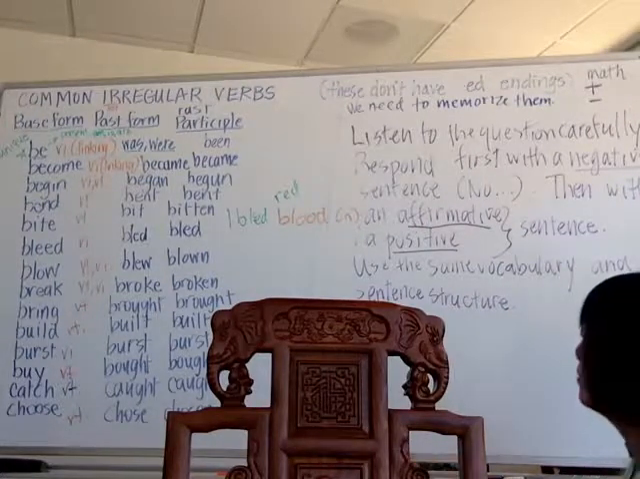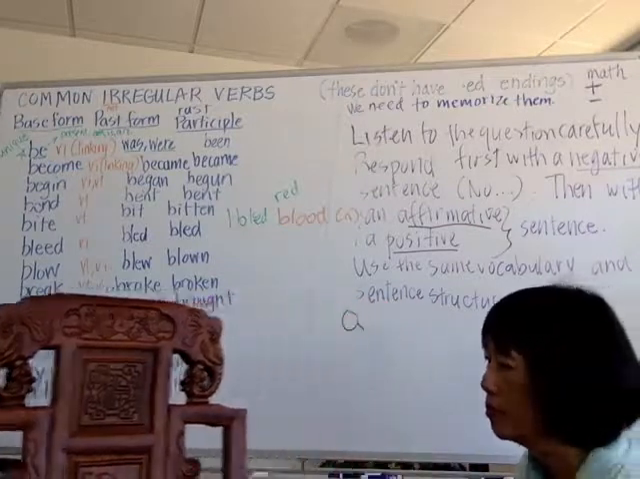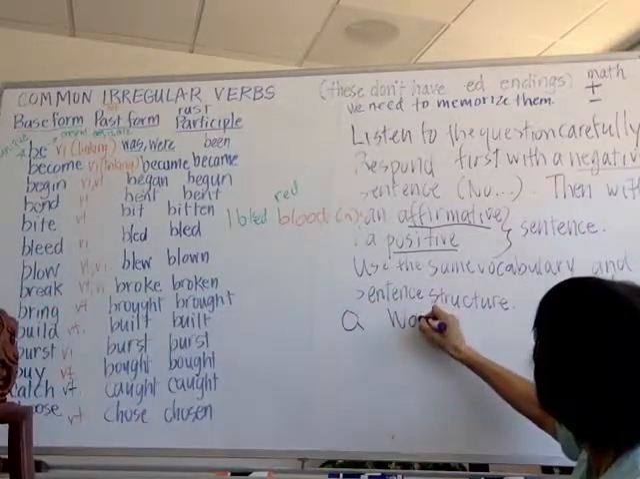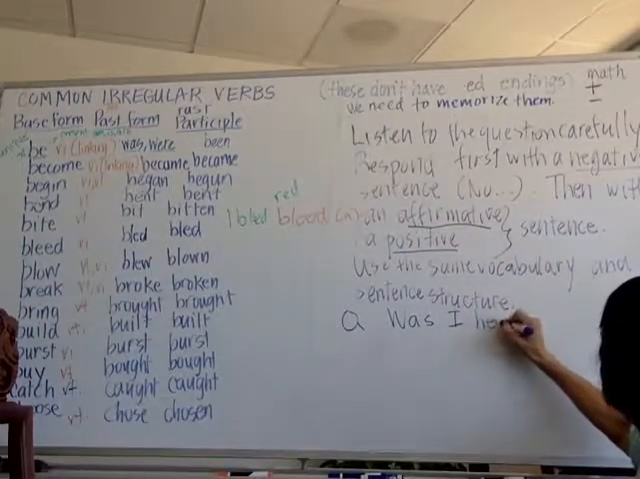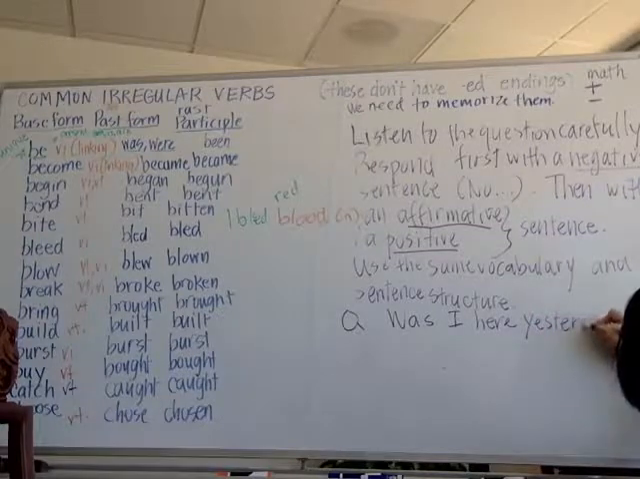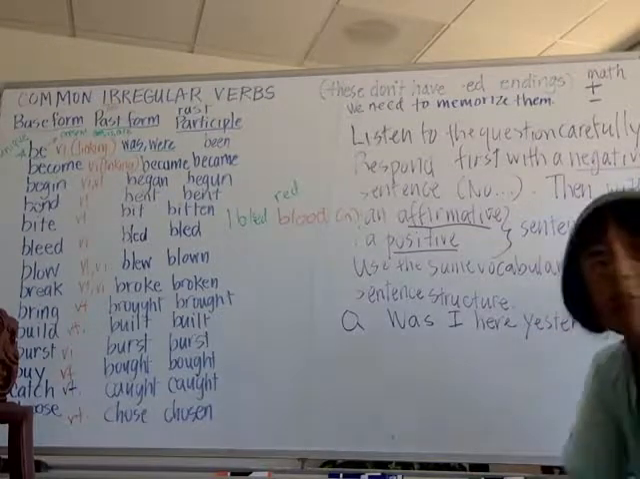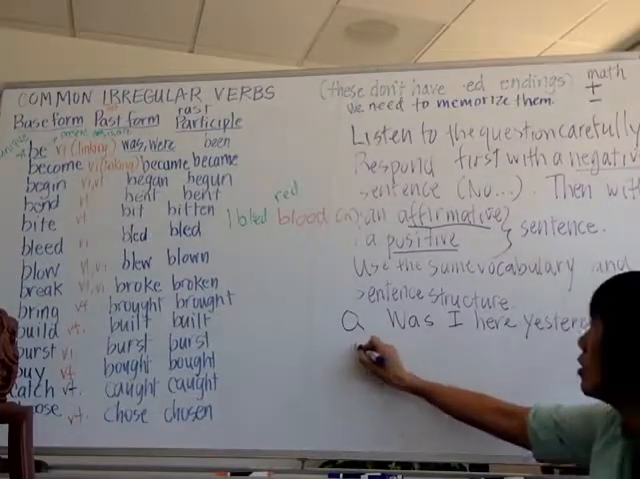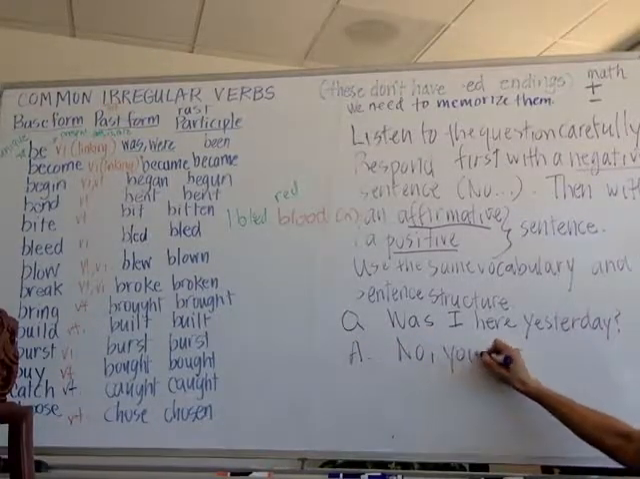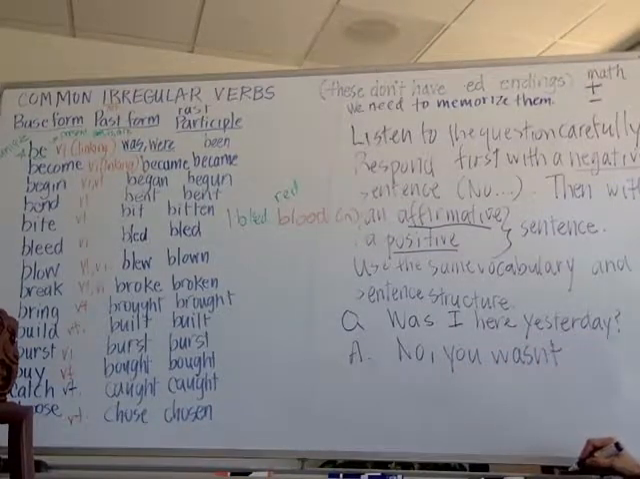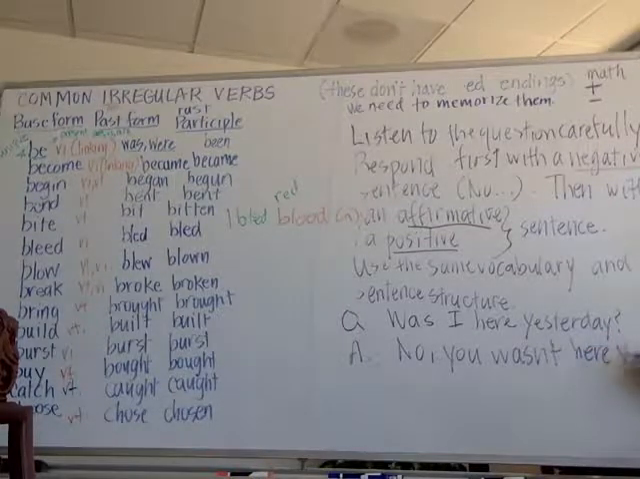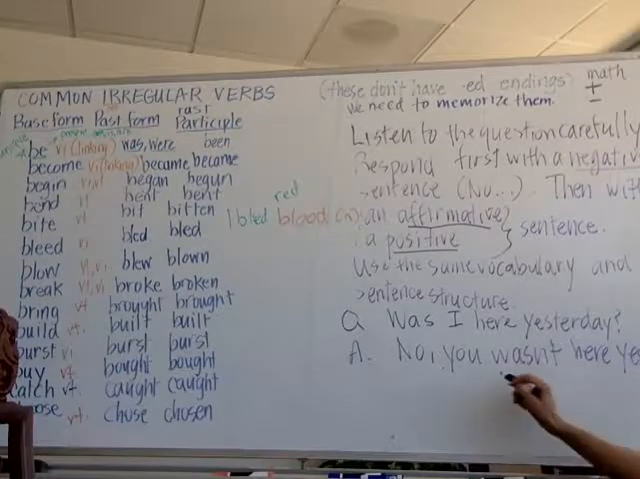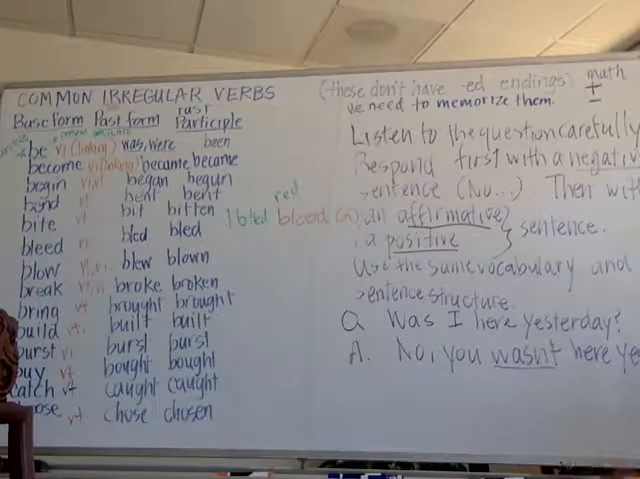All right, how about if I give you an example? Okay, suppose I ask you, was I here yesterday? Was I here yesterday? You wasn't. No. You wasn't. Okay, I want you to try to use the whole sentence. You wasn't here yesterday. Okay. Now, I want you to look at your sentence and tell me if this verb is the right form.